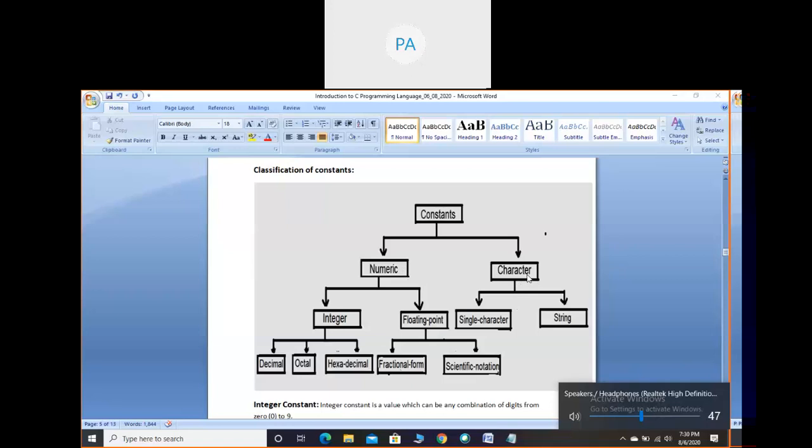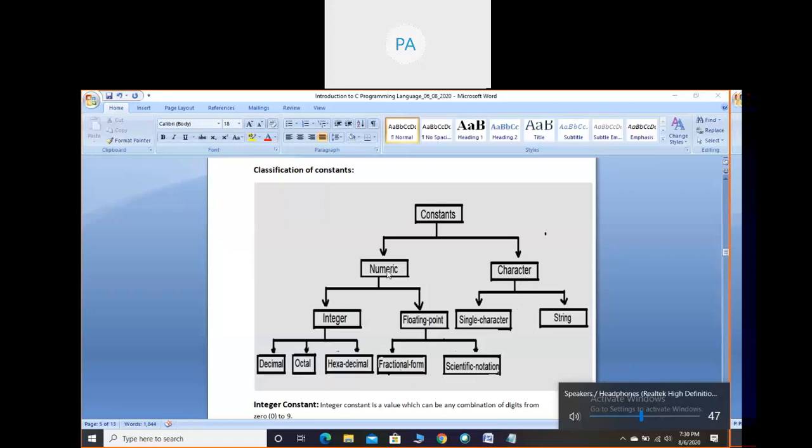Again, I'm telling, don't get confused or consider that character is only meant for alphabets, that is capital letters and small letters. The character term is meant for all three categories: capital and small letters, first category; second category digits; third category the symbols.